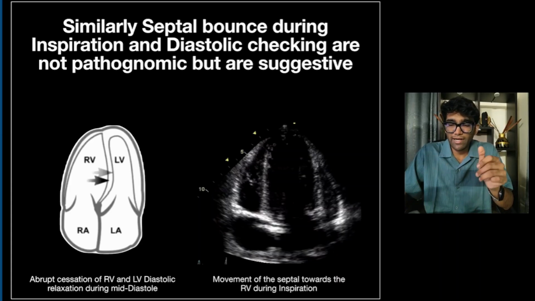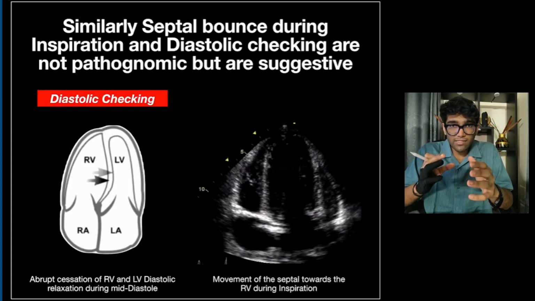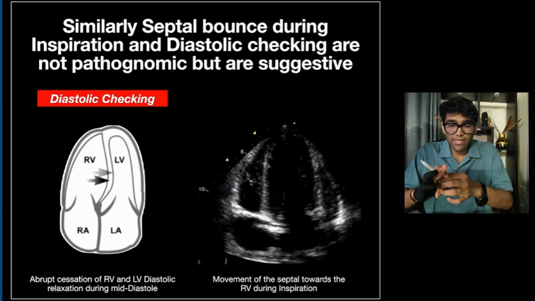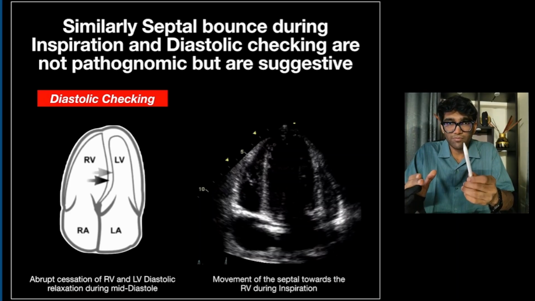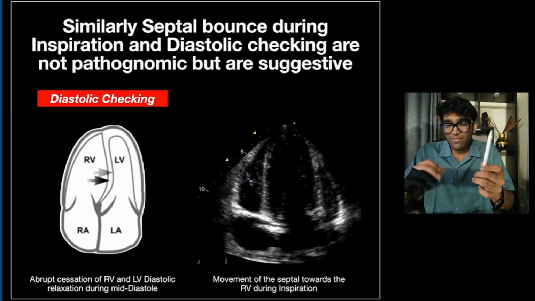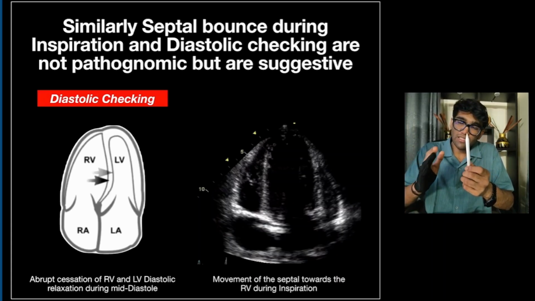It is more prominent on the right ventricle. It can happen with the left ventricle as well. So this is called diastolic checking. So the septum is moving towards the left ventricle and suddenly it stops. Okay. Now this would happen, this would be more obvious during inspiration naturally. The other thing that happens is because it has suddenly stopped.